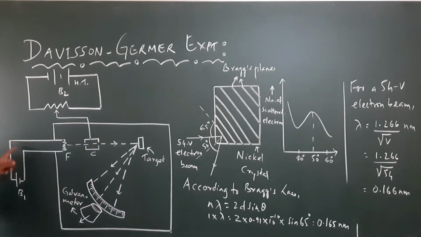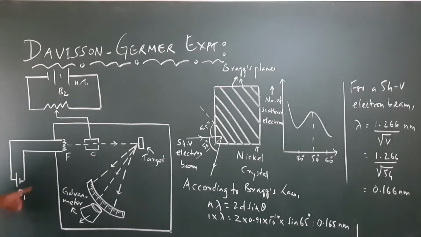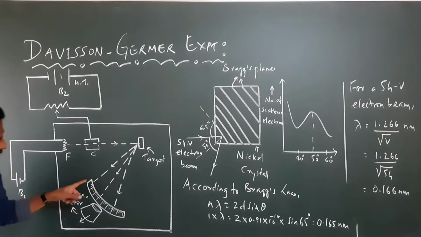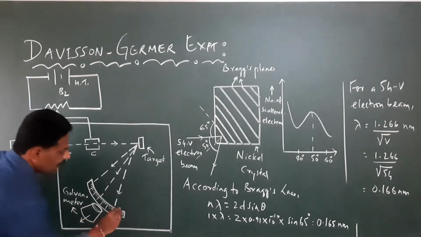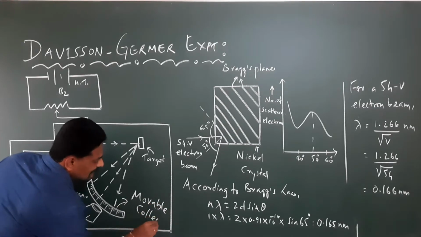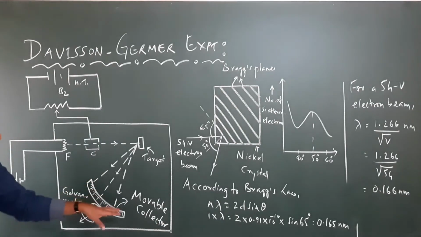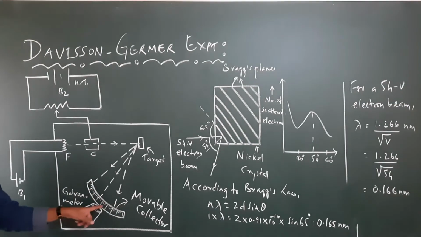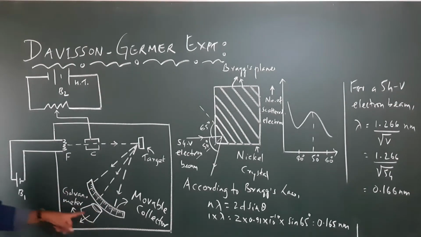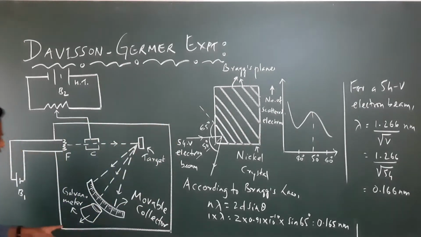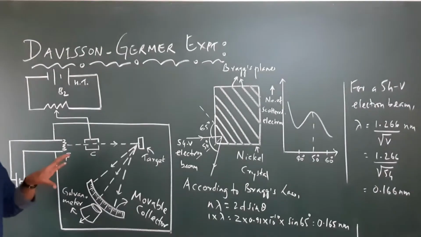This is a low tension battery, B1. This is B2, a high tension battery. This is a collector, which we can call a movable collector, which collects all the scattered electrons. This movable collector is interconnected to a galvanometer. This entire setup is kept in an evacuated chamber.